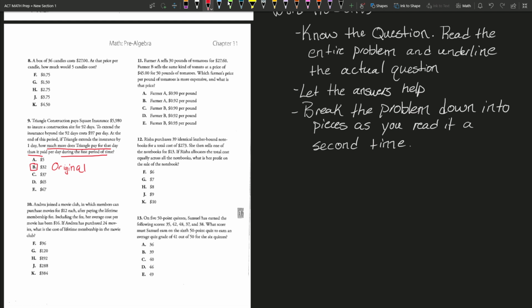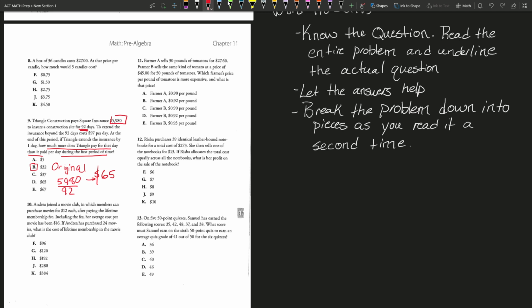So we have a cost. We have a total cost for those 92 days, right? 5,980. All right, so if we just divide that by our 92 days, yeah, so you get $65 per day originally. Okay, so our original price per day is $65. Does that make sense? Like just getting that number. Do you see how we got that?